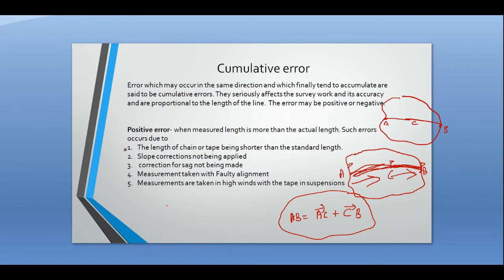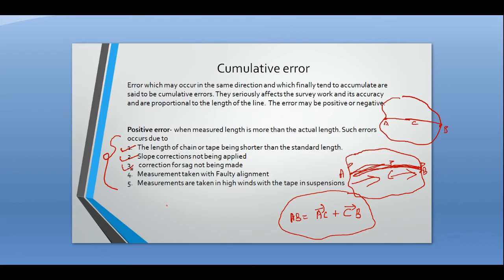Now what are the conditions in which cumulative errors can occur? So we can see here, these are the conditions. The length of the chain or a tape being shorter than the standard length. What happens is that due to temperature in summers or in winters, the actual length of the chain or tape is not maintained because it can shrink or it can be enlarged. So such errors can give cumulative errors. Next one is slope corrections not being applied. When we measure the distance on a slope, there are some slope corrections that we'll discuss in the next classes. So that should also be applied. If it is not applied, again it will give you errors.